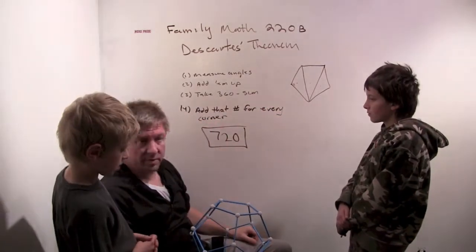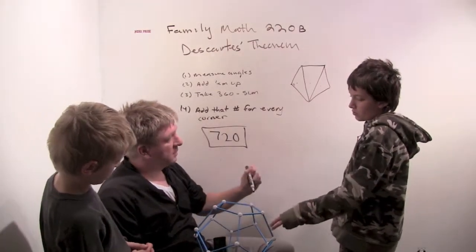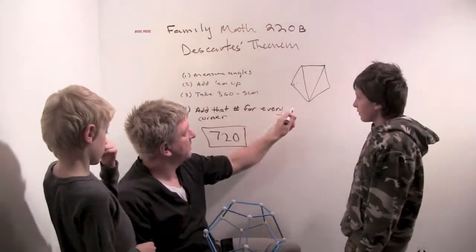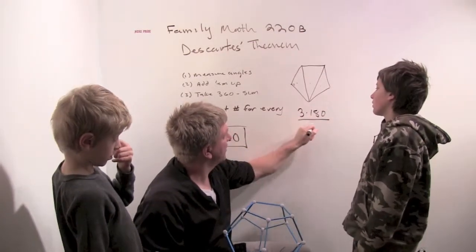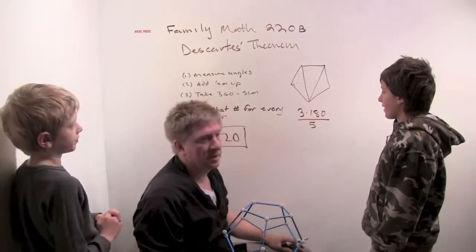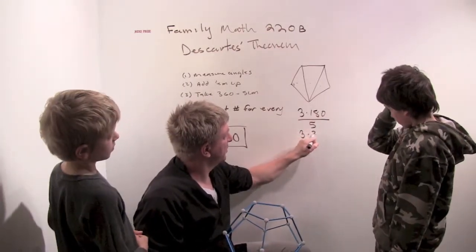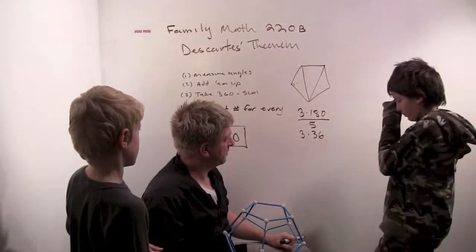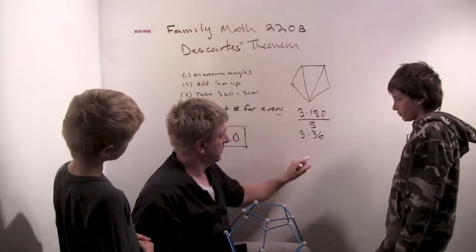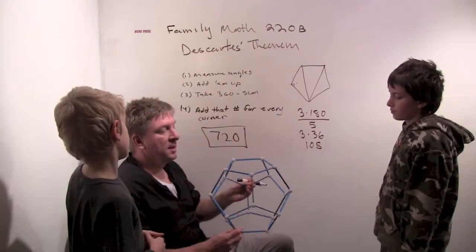And then how many angles are there? There's going to be 5. So each one is going to be 3 times 180 over 5. Well, 180 over 5, that's 36. Okay, 3 times 36. And that would be 108. 108, very good. So each angle in a pentagon is 108.